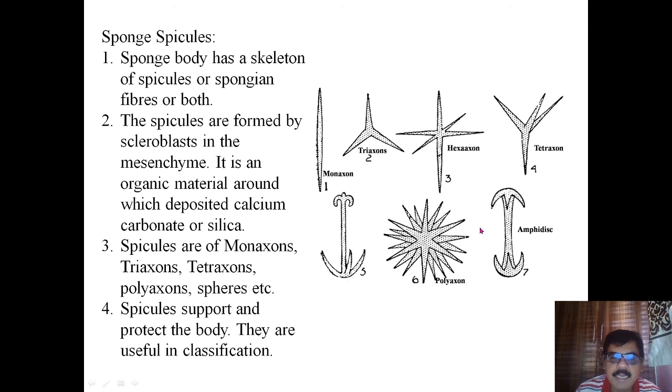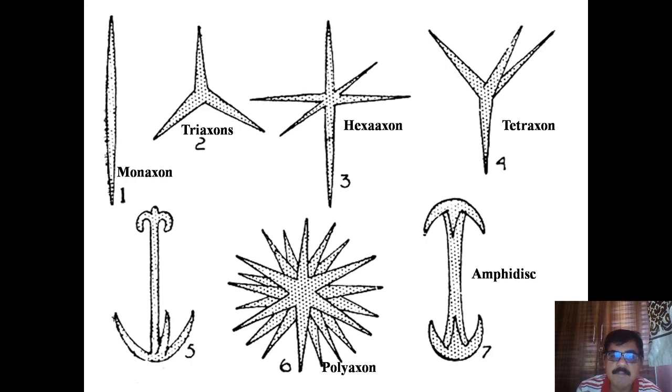These various structures form various shapes of the spicules which form the body of the sponges. The spicules support and protect the body, and they are useful in the classification of the sponges. So these are the different types of the spicules.